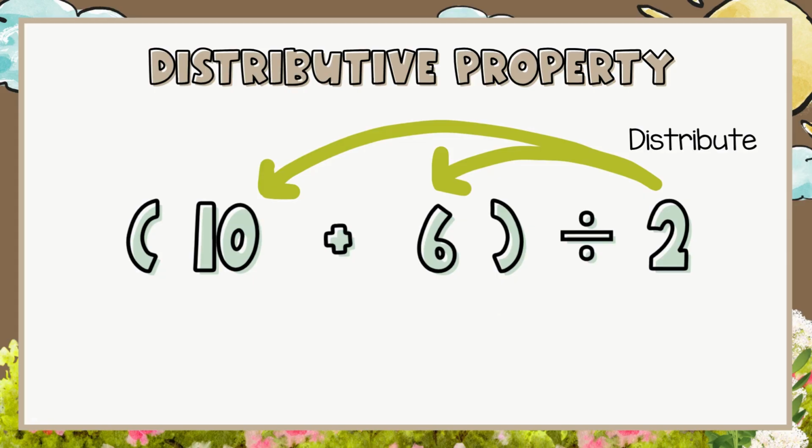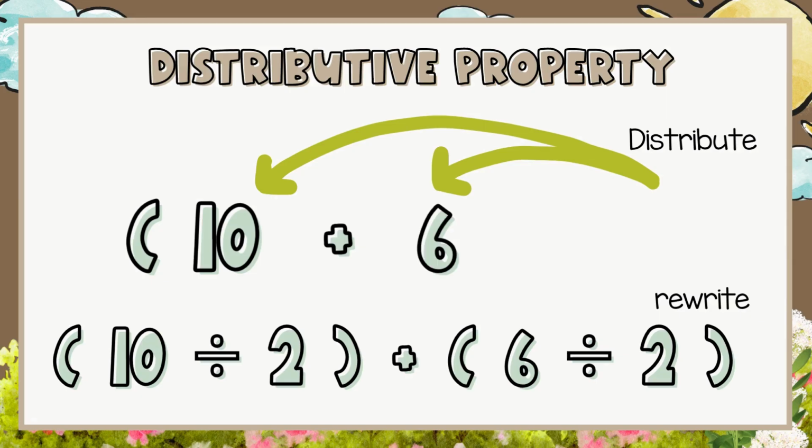Then I have to distribute. Distribute means to give out. So in this case, I have to give 2 to everybody inside of the parentheses. So 6 gets a 2 and so does 10. After sharing my 2 around, I have 10 divided by 2 plus 6 divided by 2. And I rewrite my equation so it's clear and easy for me to see what's going on.